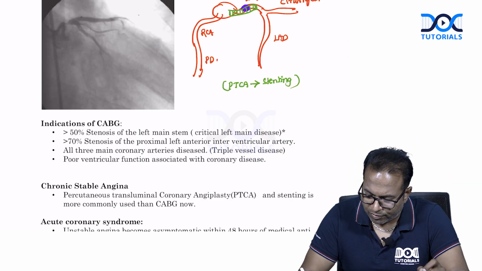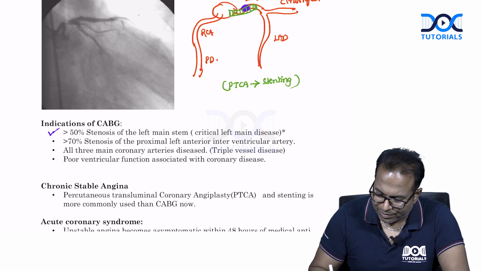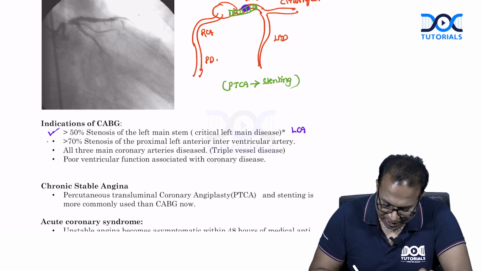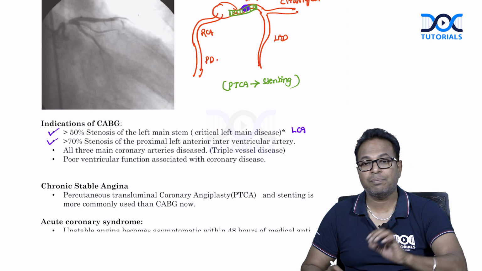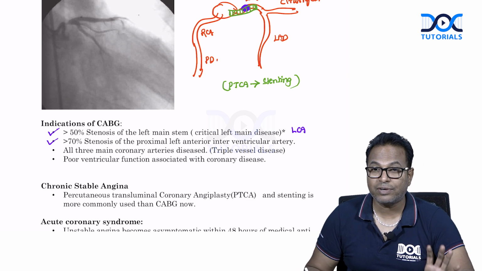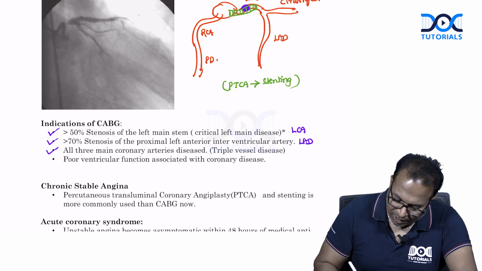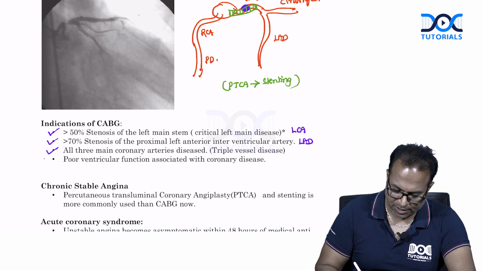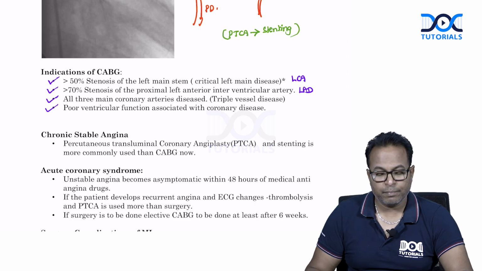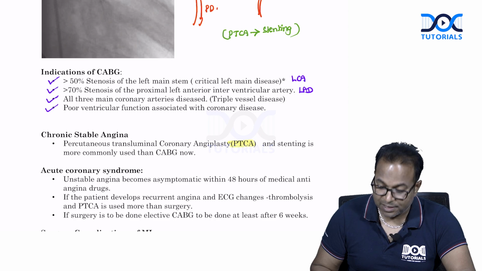But what is the indication from Bailey and Love for CABG? More than 50% stenosis of the left main vessel, that is the left coronary artery. More than 70% stenosis of the proximal left anterior interventricular artery, that is the left anterior descending artery. All three main vessels, called triple vessel disease, and poor ventricular function. So these are the places where we have to go for CABG, and unstable angina patients are nowadays treated by angioplasty instead of CABG.